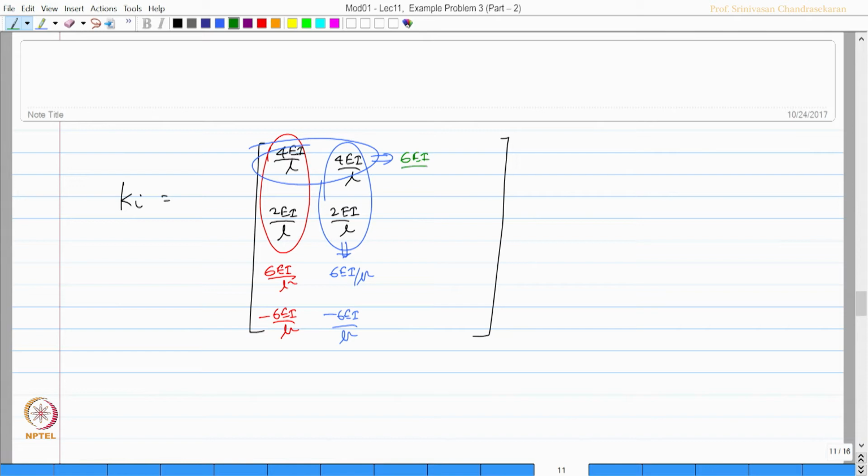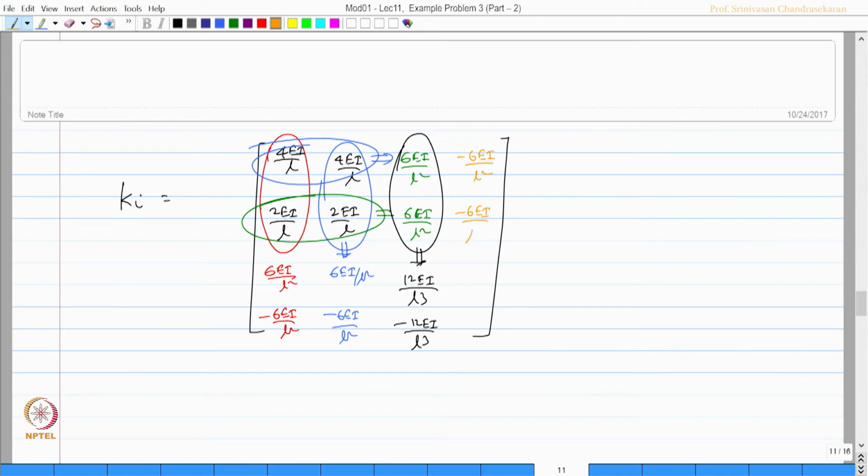6EI by L square, sum of these two which is 6EI by L square, then sum of these two 12EI by L cube, minus 12EI by L cube. The last column will be the minus of the third column, which is minus 6EI by L square, minus 6EI by L square, minus 12EI by L cube, 12EI by L cube. Use this now for every member and write down the stiffness matrix.